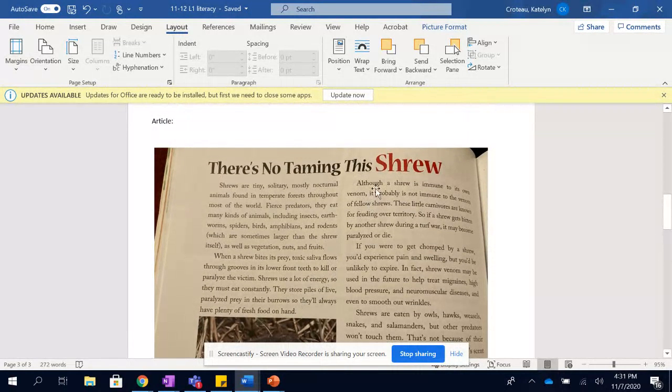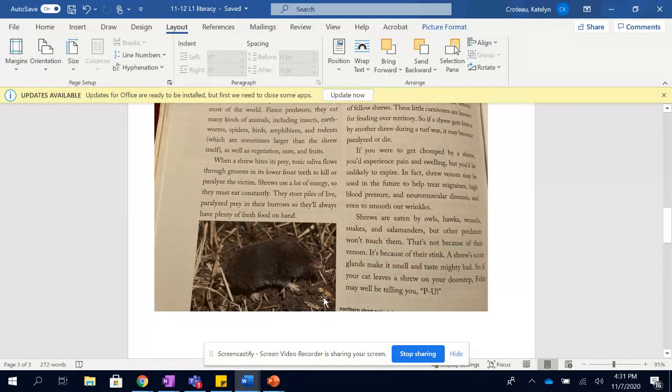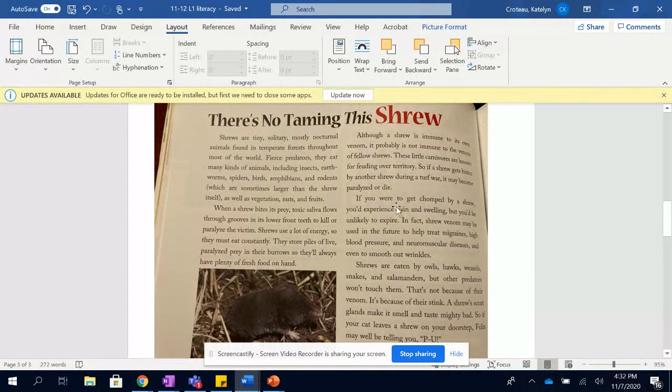Wow, gross. Although a shrew is immune to its own venom, it probably is not immune to the venom of fellow shrews. So that means like other shrews. These little carnivores are known for feuding over territory. So if a shrew gets bitten by another shrew during a turf war, it might become paralyzed or die. So they're basically saying, if its own venom gets on it, it's not going to have a problem. However, if another shrew bites it, it could get paralyzed or die. And they get in fights over their land quite a bit, it sounds like, based on this.